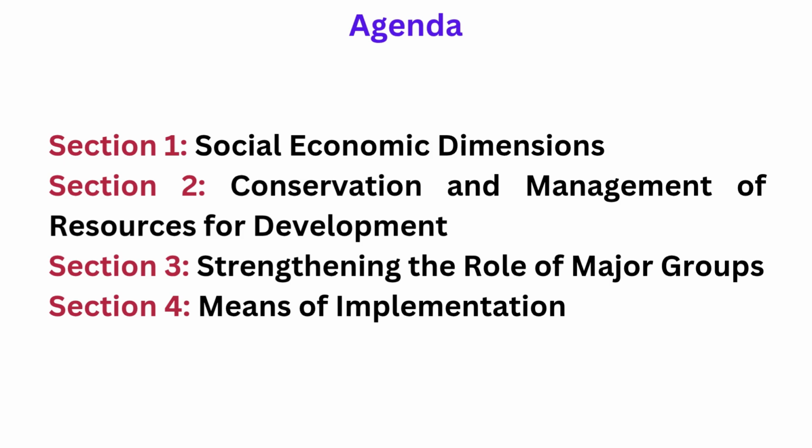and radioactive waste. The third section is strengthening the role of major groups. It highlights the role of all the stakeholders at global and national levels. The fourth section is the means of implementation. It identifies the means and resources required to ensure and review the implementation of Agenda 21.